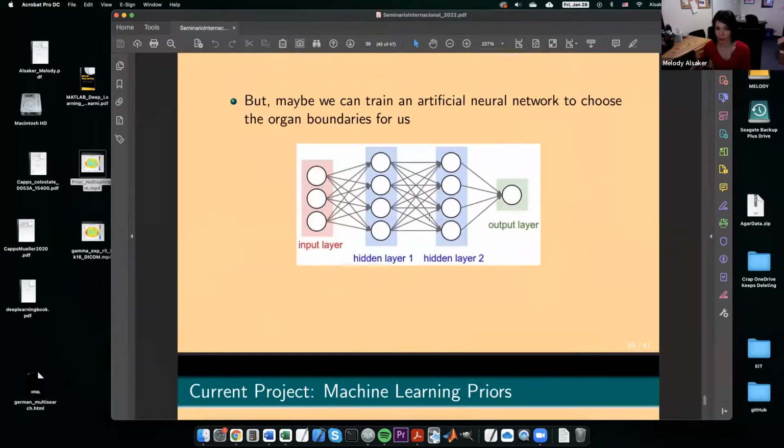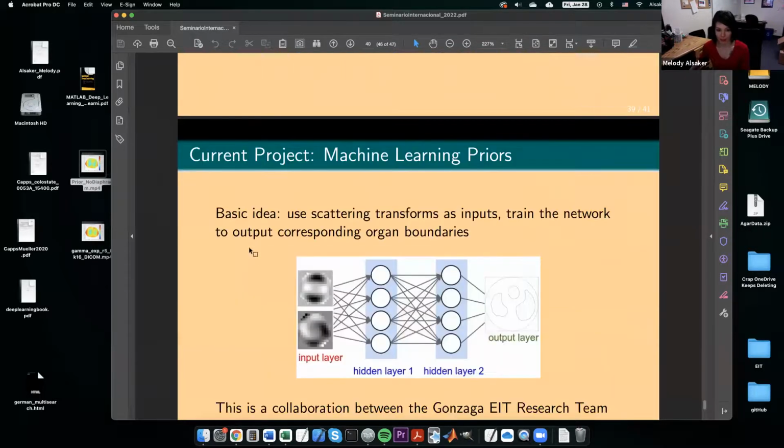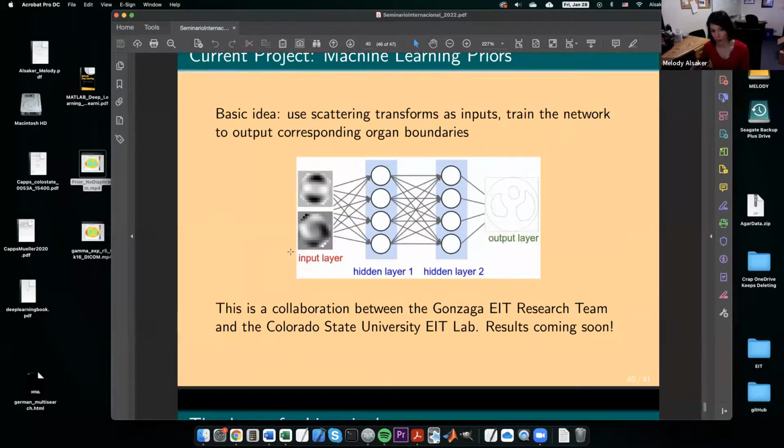So here's a little schematic of an artificial neural network. And the basic idea is that we put inputs into the network as the scattering transforms. Those inputs propagate through the network, and then the computer makes a prediction of what the organ boundaries look like corresponding to the real and imaginary parts of the scattering data.